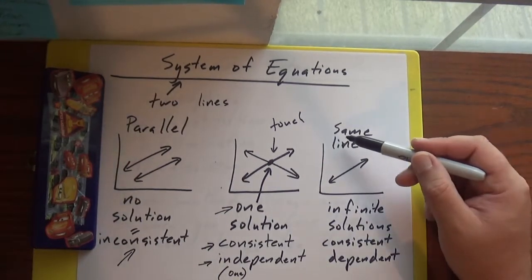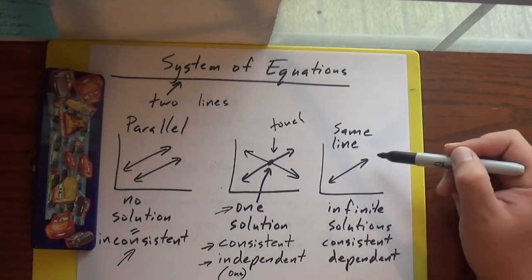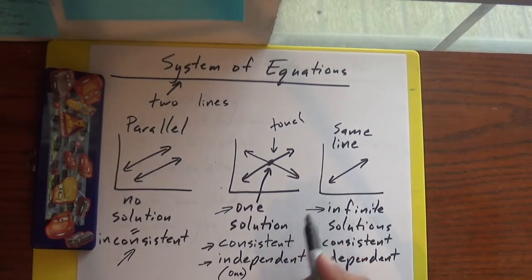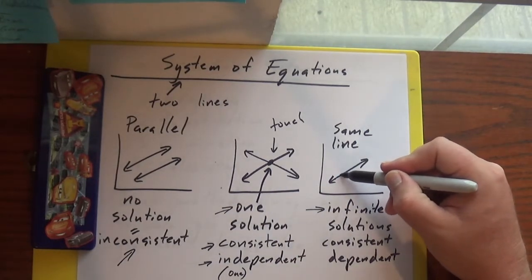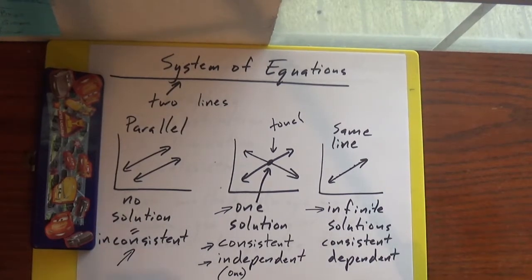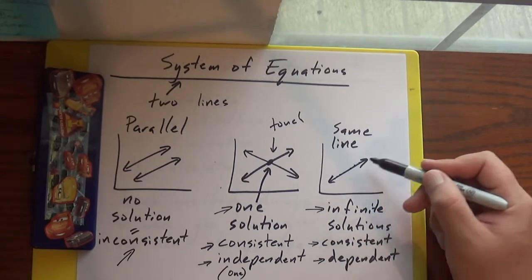Now, if I have two lines and they just happen to be on top of each other, they're the same line, that means I got infinite solutions because they touch everywhere. So that means that here, here, here, and here are all solutions. So it's consistent because there's a solution. It's dependent because it's infinite solutions. So your solution depends on where in the line you are.